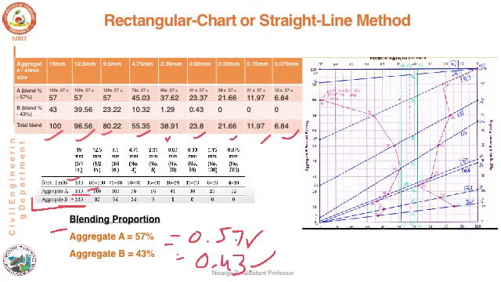One thing you have to remember here: using the rectangular chart or straight line method, it is possible for us to blend only two types of aggregates, aggregate A and B. If you have more than two aggregates, we cannot use the rectangular chart method or straight line method. For that purpose, we have a few more graphical methods that will be discussed in the upcoming classes.